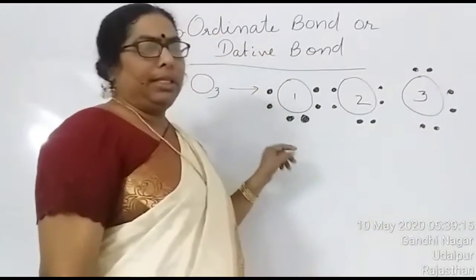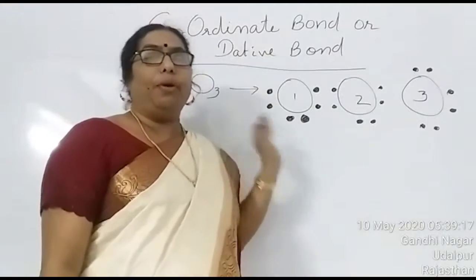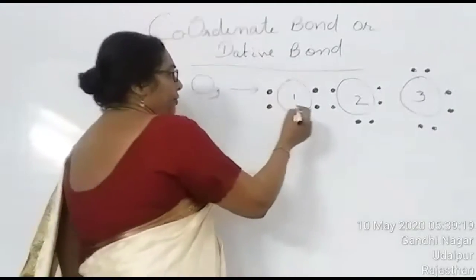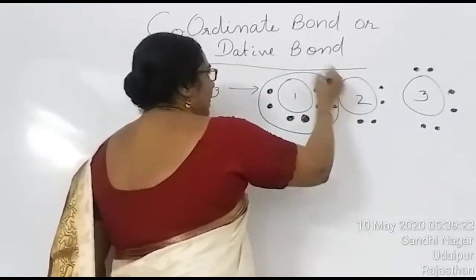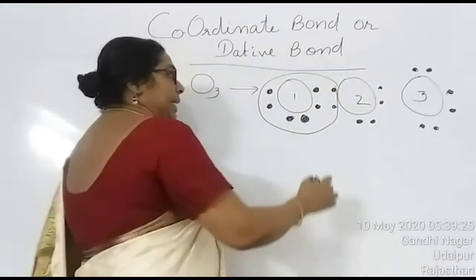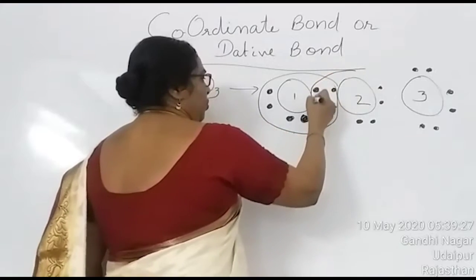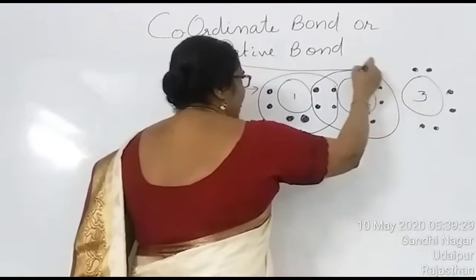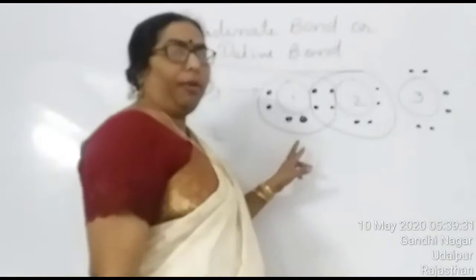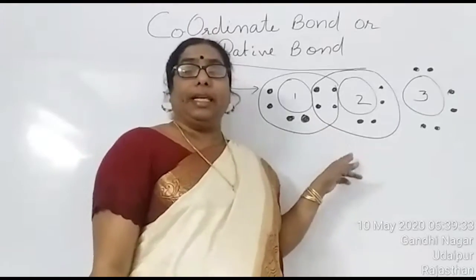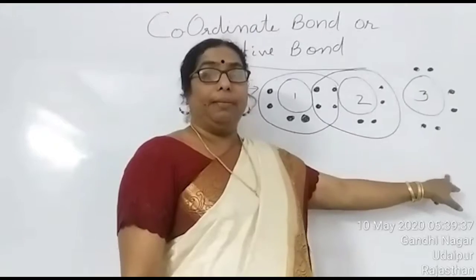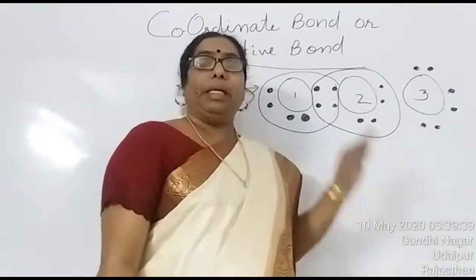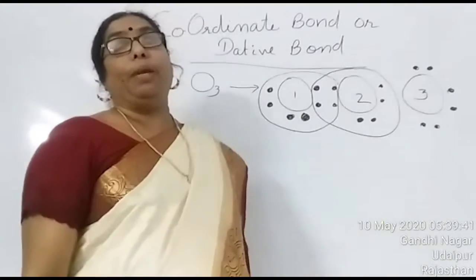You know children, we are studying a type of covalent bond. So here the first oxygen atom shares 2 electrons from the second one and completes its octet. In the same way, the second one also shares 2 electrons from the first one and completes its octet. Now both of them are not interested in sharing since they are stable. But what about the third oxygen atom? The third oxygen atom is in need of a pair of electrons.